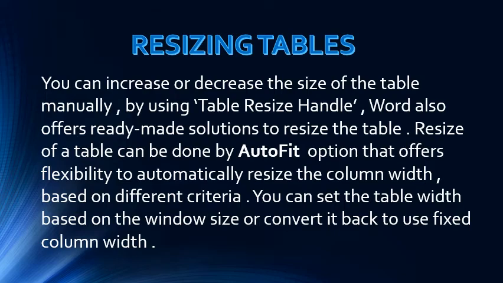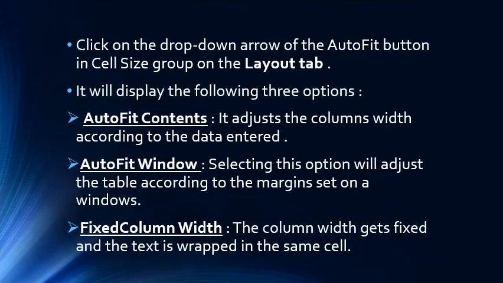Here, click on the drop-down arrow of the AutoFit button in the Cell Size group on the Layout tab. It will display the following three options. AutoFit Contents adjusts the column width according to the data entered. AutoFit Window adjusts the table according to the margin set on the window. Then Fixed Column Width: the column width gets fixed and text is wrapped in the same cell. These are the three options. Let me show you through an example.